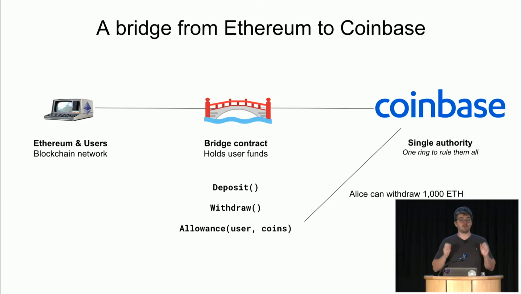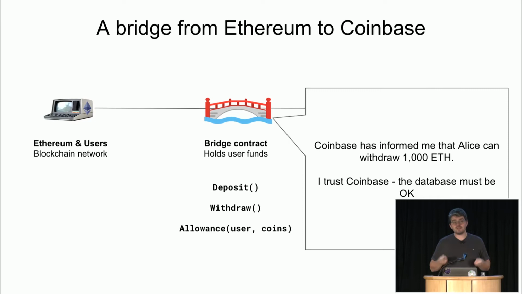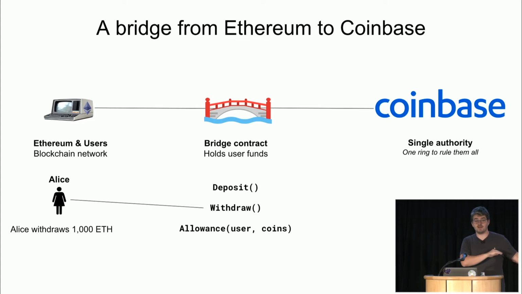Now, the biggest takeaway is that we're always considering it from the perspective of the bridge. The bridge has to be convinced that Alice is entitled to this 1,000 ETH. The bridge has all the assets, and the bridge has to protect these assets. In this case, the bridge is just trusting Coinbase. If Coinbase has authorized a 1,000 ETH withdrawal, then that's pretty much saying that this off-chain database is safe, is alive, and Alice is entitled to these funds. So then Alice can come along, withdraw the funds out of the bridge, and obviously escape.